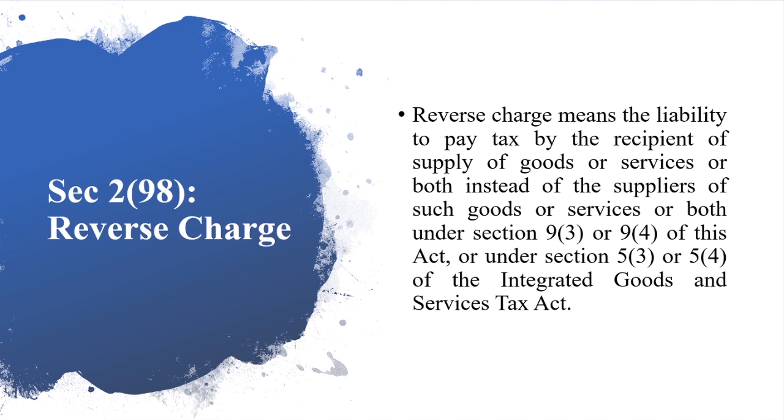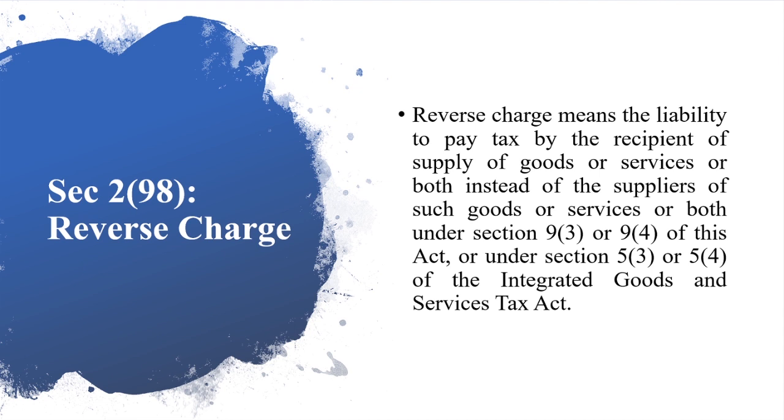So friends, that means normally what we are doing is we are paying tax relating to all the goods and the services to our supplier from whom we are taking the goods, and that supplier will be paying to the government. But in the case of reverse charge, the situation will be fully reversed. Now, here what you have to do is you have to pay all the taxes yourself to the government instead of the supplier paying.